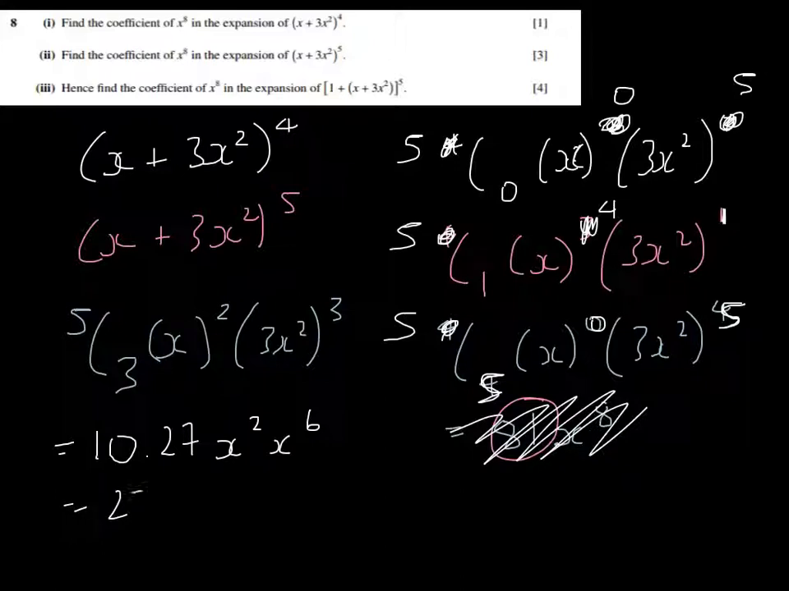So we get 270x to the power of 8. You don't need the x to the power of 8 because they are just asking for the coefficient, but there's no harm in writing it out. Okay, and on to part 3, which probably looks quite scary, but actually it's unbelievably easy.